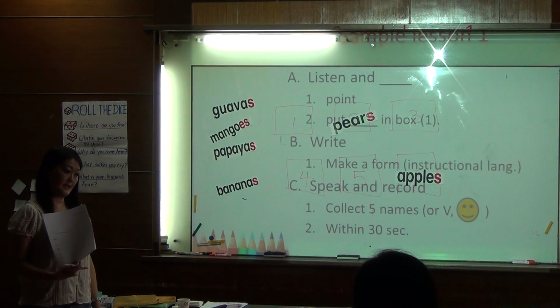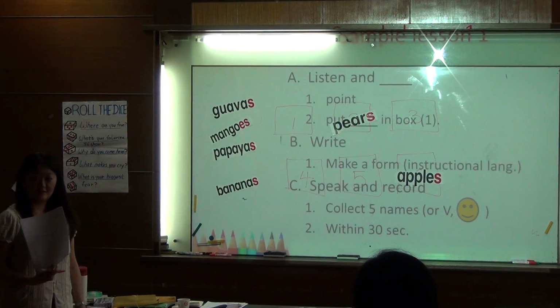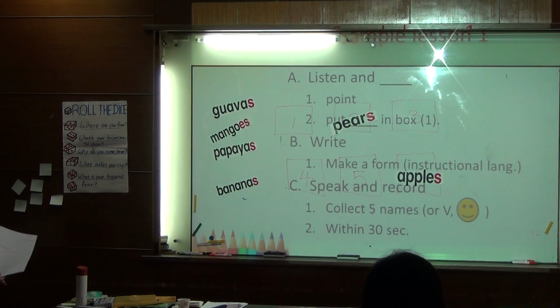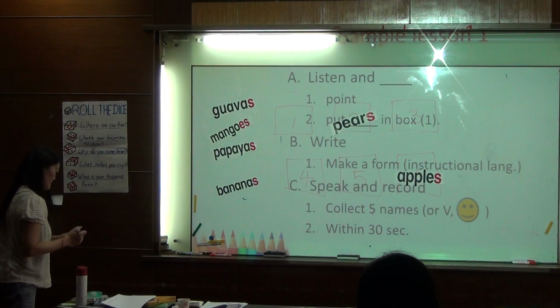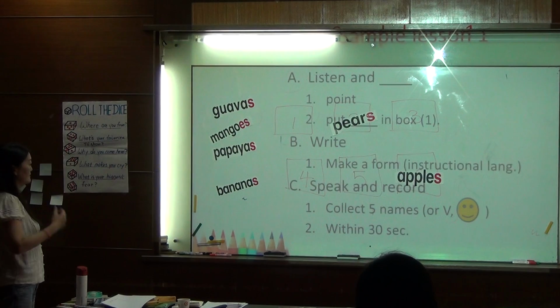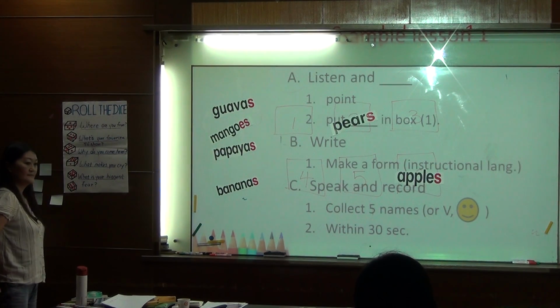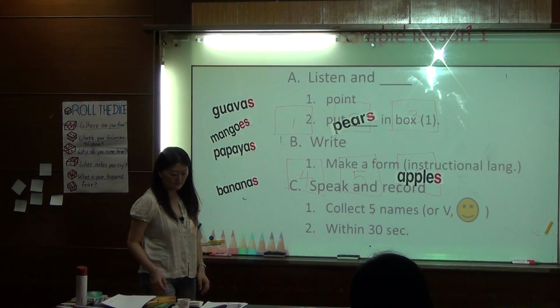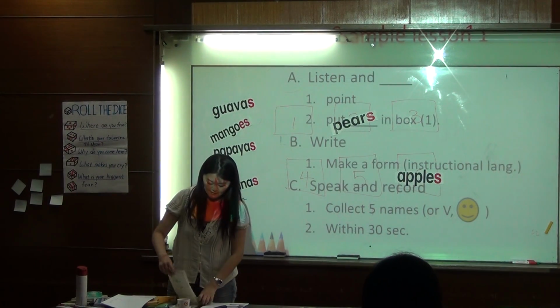Okay, now on number 1, you're going to write down your favorite fruit. Pick one of the favorite fruit you like. From the list? Yes, from the list. Oh, okay. Okay, now.